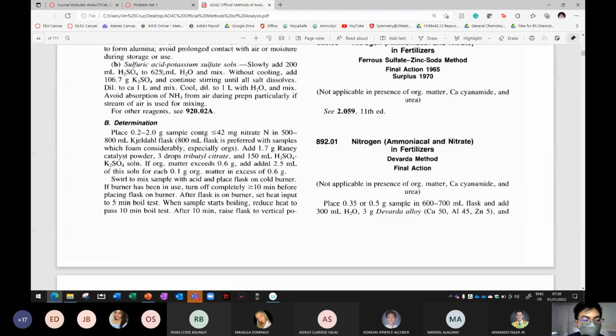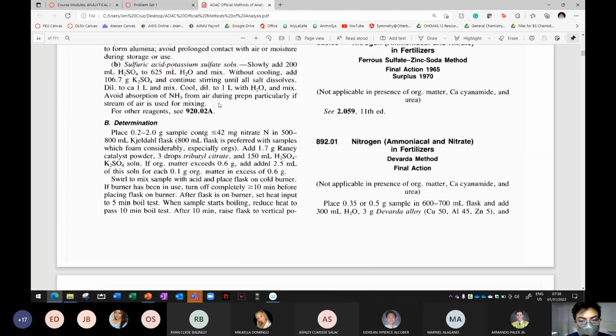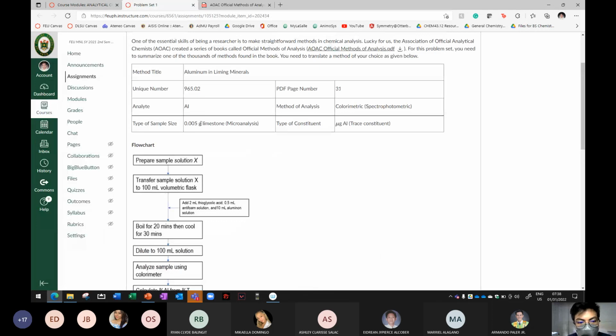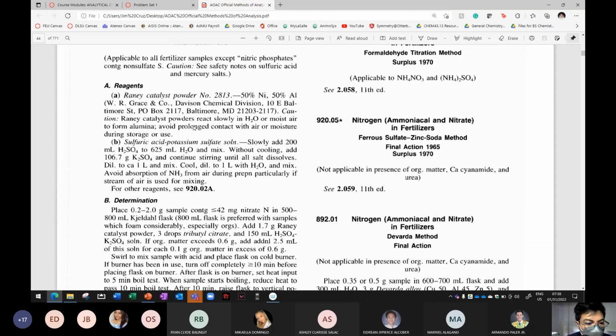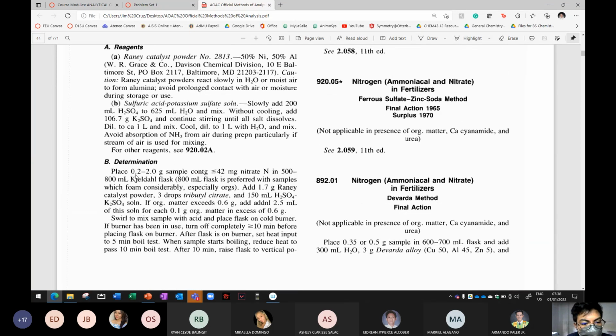Ayun. So, yan. That's how you do summary. Basically, ganyan nyo lang. Wag yung complete sentences, no? Okay, kasi nga flowchart. Okay, so let's talk about the type of sample size. Okay, for the type of sample size, basically, just look for the statement kung gaano karami sample sa method na to.